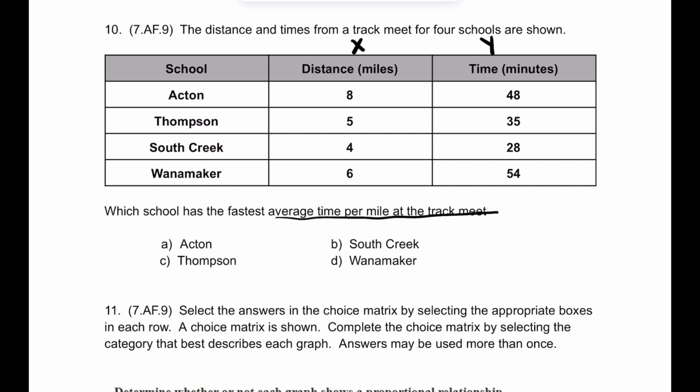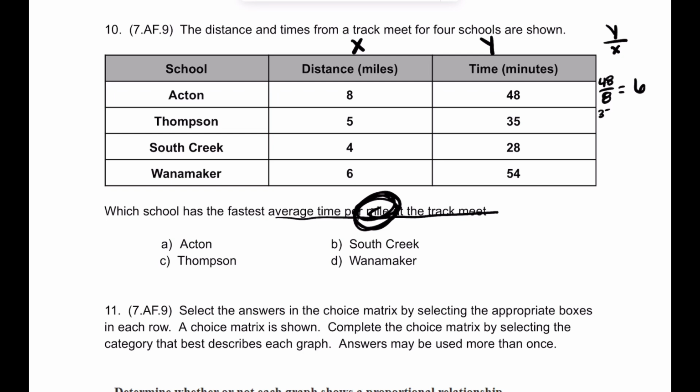Now, in order for us to figure out per mile, we are going to divide y over x, okay? So I'm just going to make sure that I do y over x to make sure I get what the per mile is, okay? That means I'm going to do 48 divided by 8 to figure out how much the average time is going to be per mile. So here I have 48 divided by 8, and that's going to give me 6.